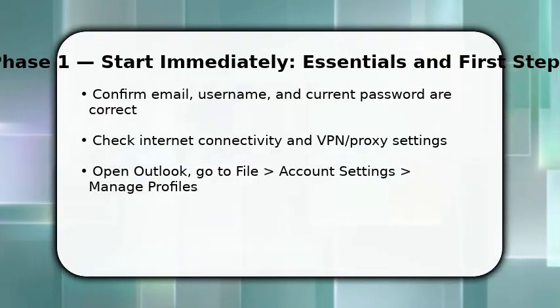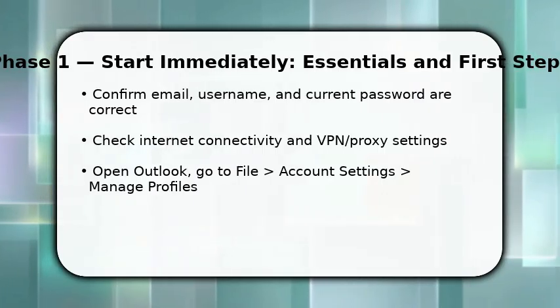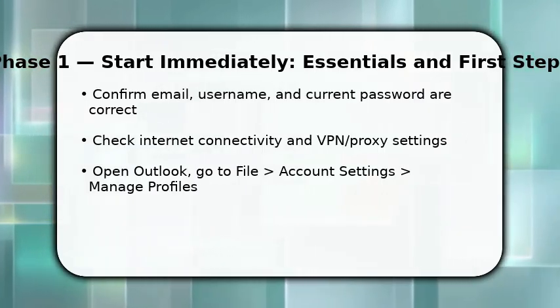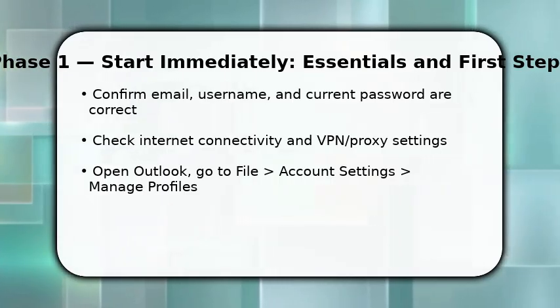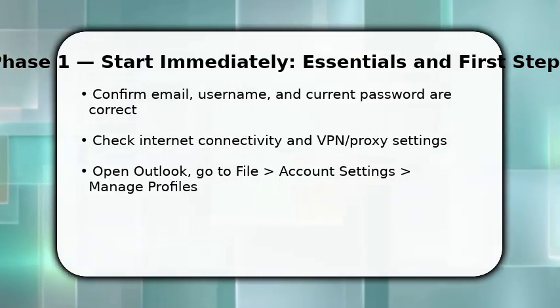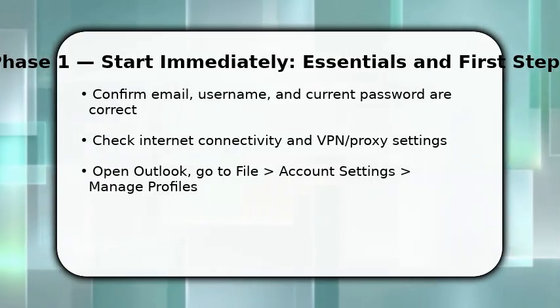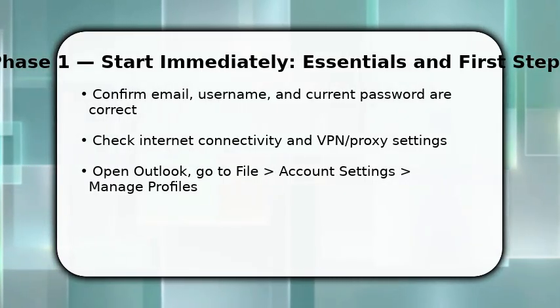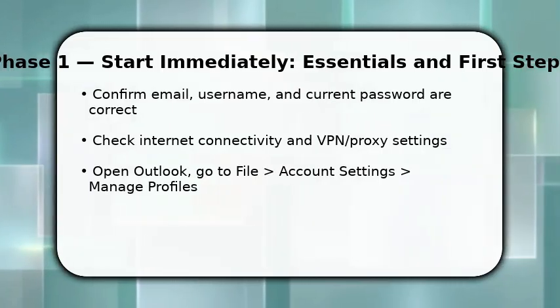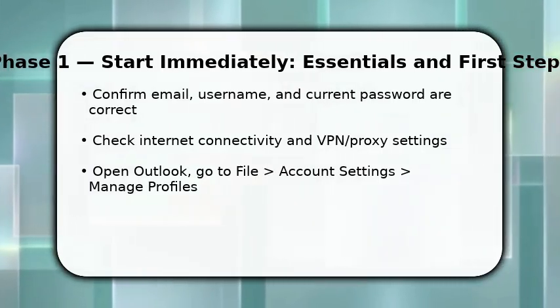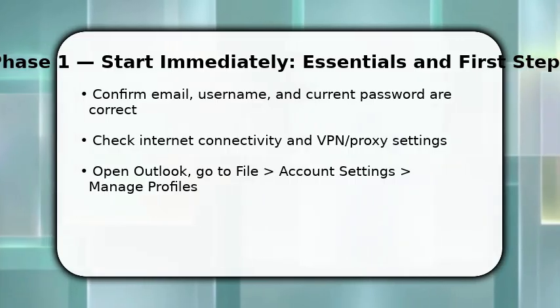You start by confirming your account details and connection. That prevents repeated prompts caused by simple mismatch. Once signed out, close Outlook and remove saved credentials in Windows Credential Manager so Outlook cannot reuse bad logins. Next, open Outlook and navigate to File, Account Settings, then Manage Profiles. This gives you control of profiles and account entries.